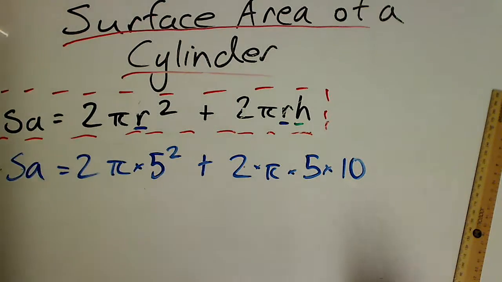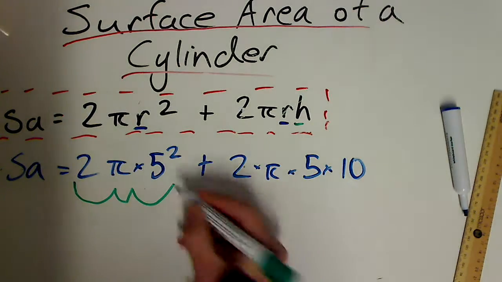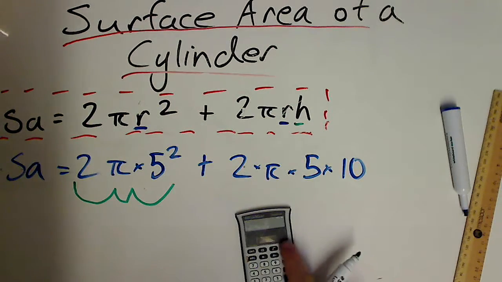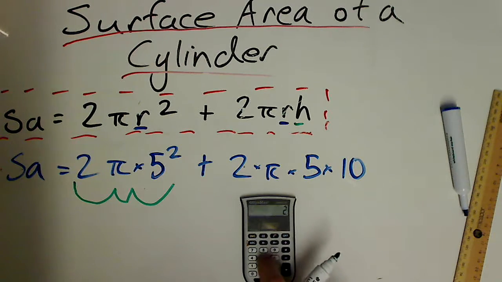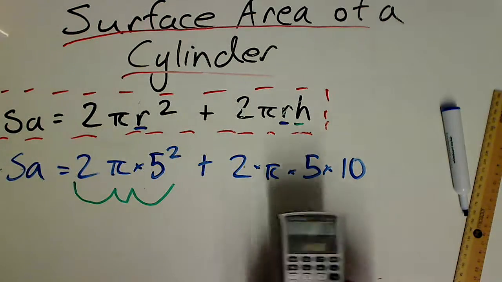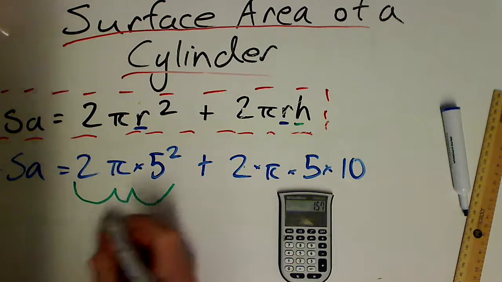Now I do the calculation. 2 times pi times 5 squared. I'm going to do this part first. 2 times 5 times 5 times 3.14 equals 157. I used 3.14 instead of pi because I'm using a small calculator, and that's 157.